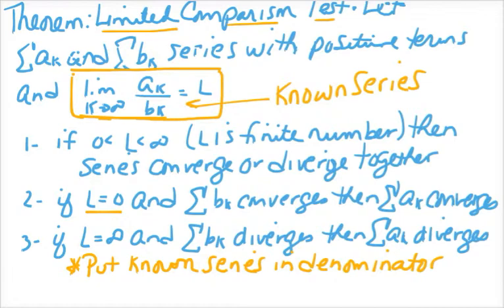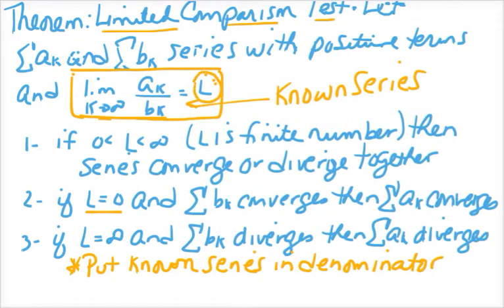If it turns out that L is equal to 0, and you have a convergent known series, then your unknown series is going to converge. And also, if you have the limit equaling infinity, and your known BK series diverges, then the unknown AK is going to diverge as well. So that's how you interpret the limit value.